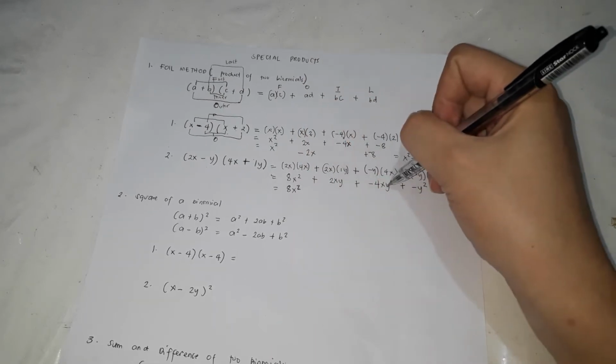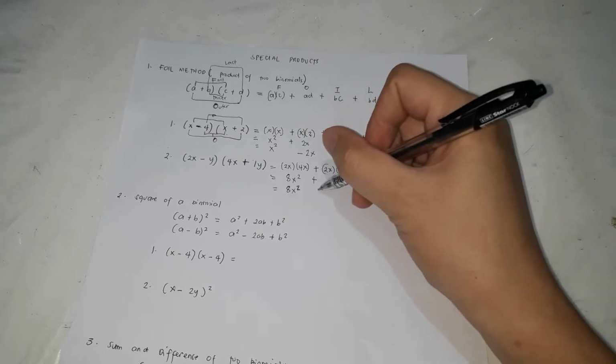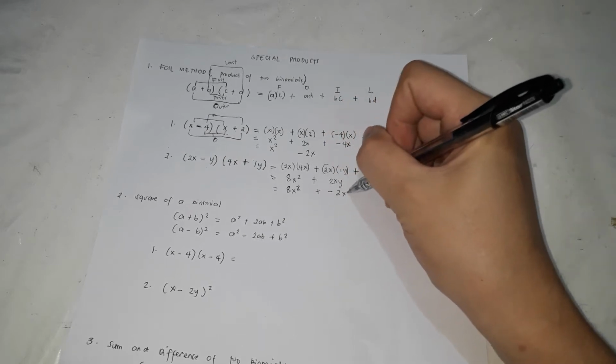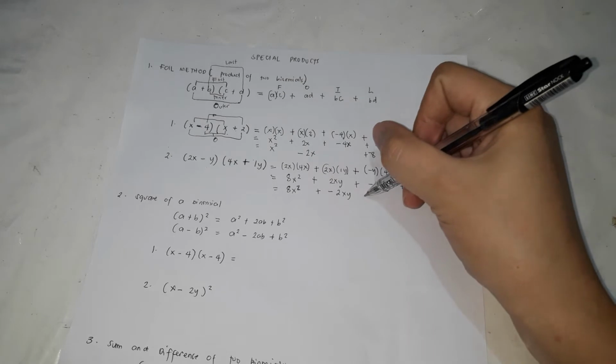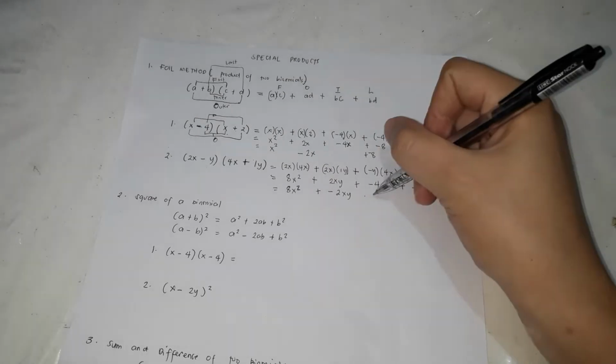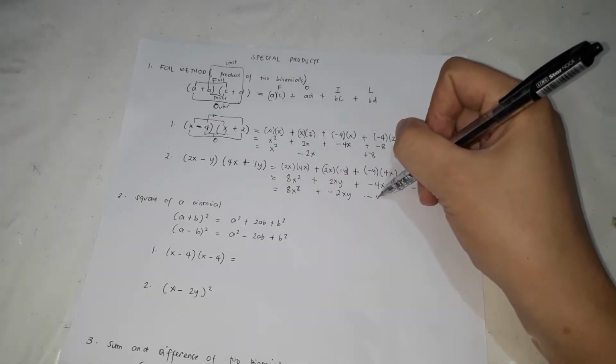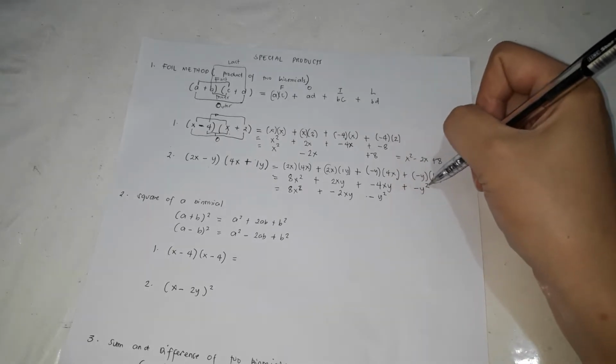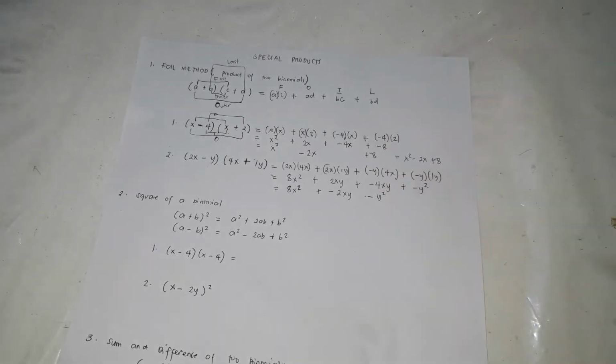Merong xy, merong xy, so 2 plus negative 4, it's negative 2xy. Plus negative y squared, kasi nag-iisa lang yan siya, so, or simply minus y squared. So, plus negative y squared is the same as minus y squared. So that's how you're going to use FOIL method.